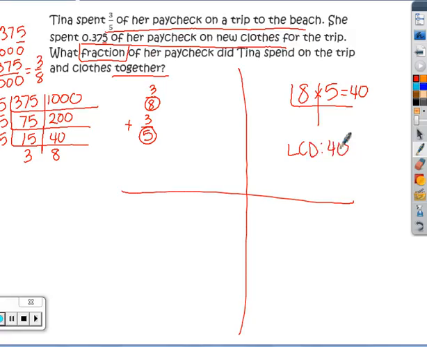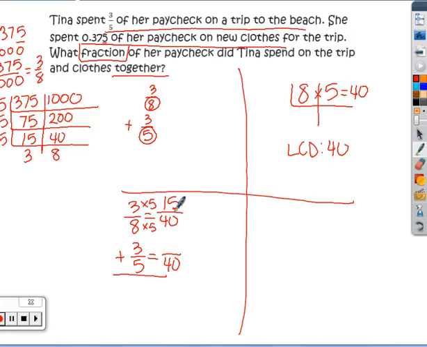So I need to do what next? Amber? Good, I need to make my equivalent fractions. So I know that both denominators need to become 40. What would I multiply 8 by? Yes. All right, 5. Good job. What I do to my denominator, and they normally repeat, I do to my numerator. So I now have 15/40ths.